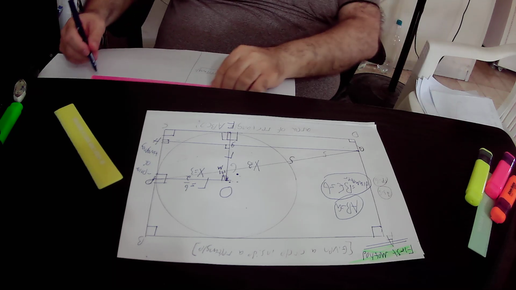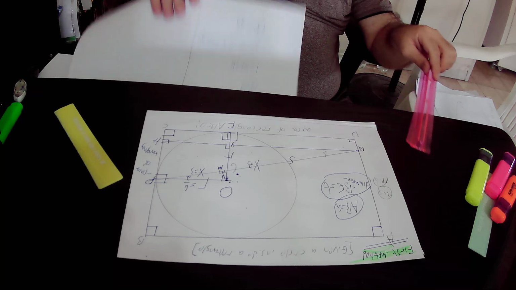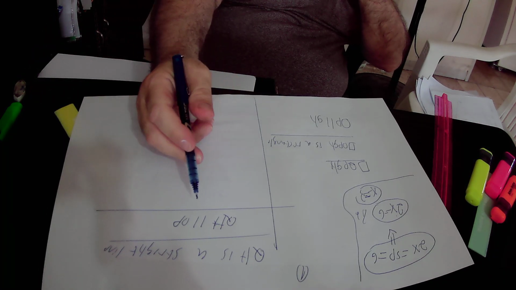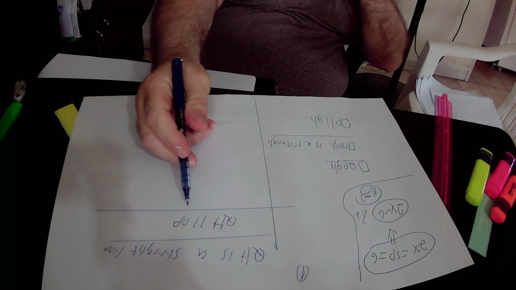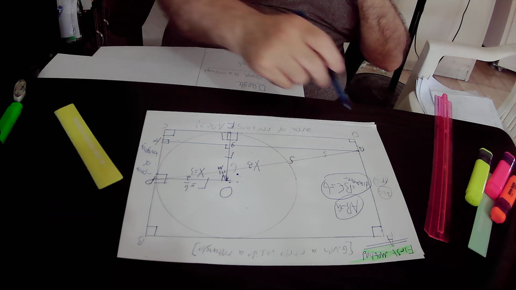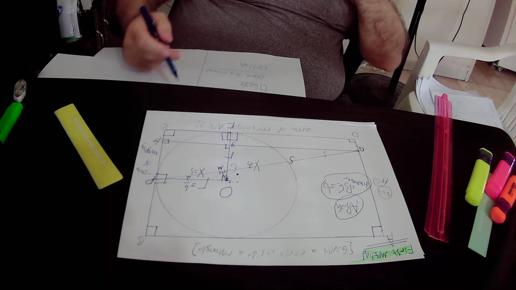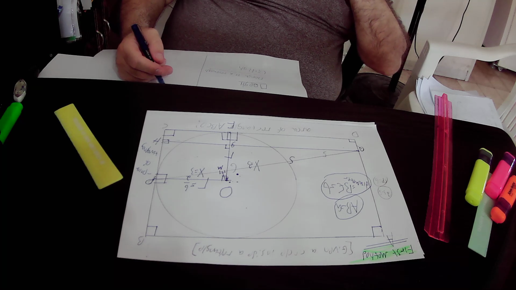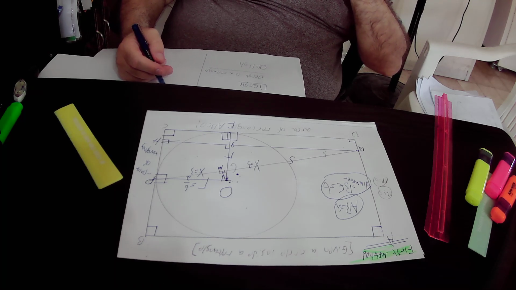Therefore, we actually found out that the straight line QH is parallel to OP. QH is parallel to OP, and we have the rule that alternating angles between parallel lines are equal to each other.